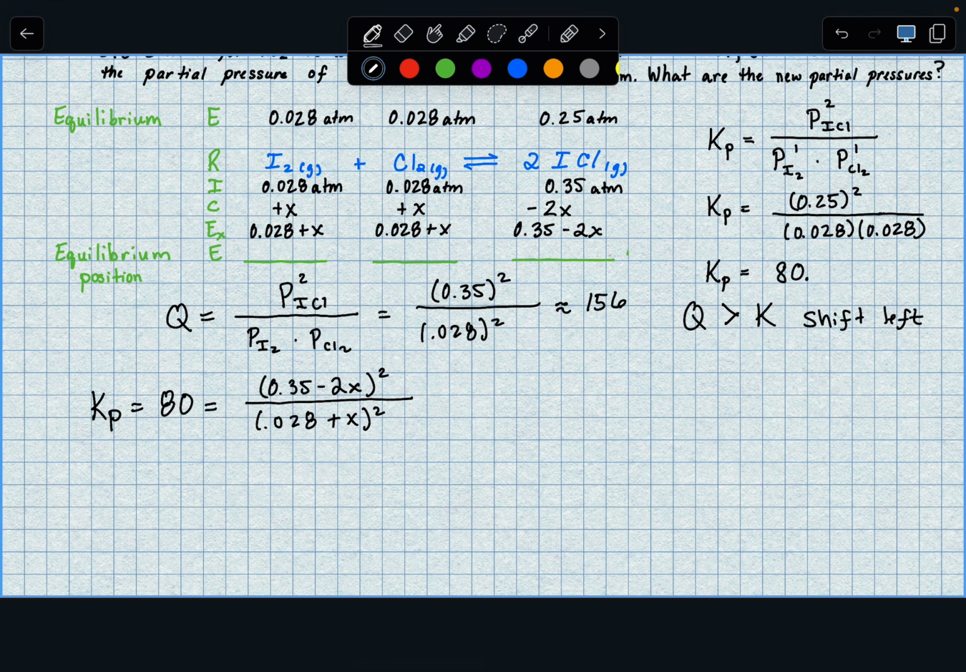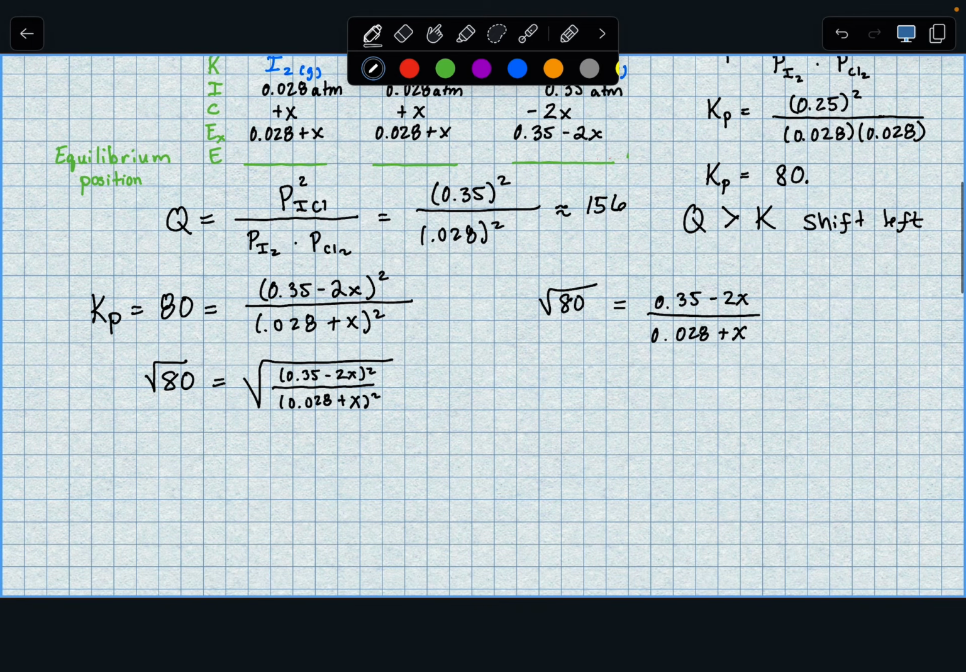We can use the law of what's called perfect squares, which means that we're just going to take the square root of both sides. So we're going to take the square root of 80, and then we'll take the square root of everything that's inside of here. Since I'm only going to do one problem, it's going to be kind of a one and done with this one. And the whole point here is to try to prove that Le Chatelier's principle is correct. All right, so when this is all done here, I'm just going to go over to the side here. We got the square root of 80. I'm just going to leave that. And then that's going to equal 0.35 minus 2x, divided by 0.028 plus x.